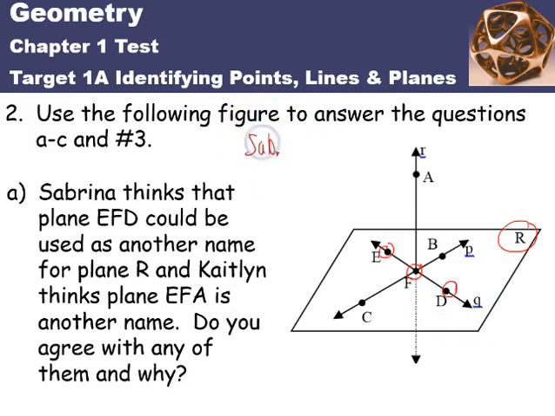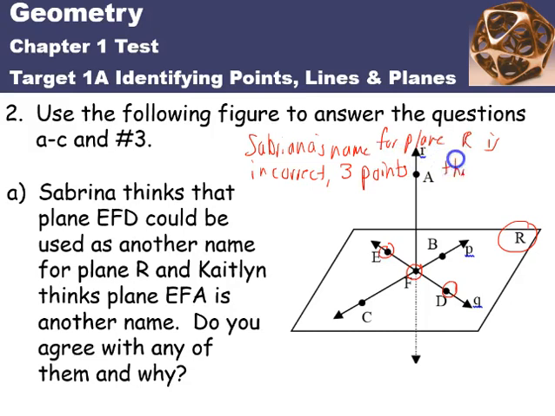So Sabrina's name for plane R is incorrect, because you need 3 points that are on the plane that are not on the same line, so that they can't be collinear. So you need 3 points that are not on the same line.